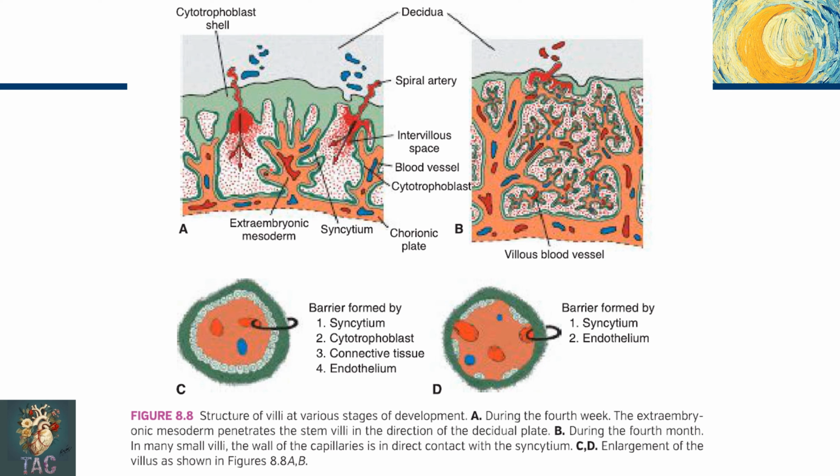So initially a barrier is present between the maternal circulation and the fetal circulation, and this barrier is formed by four layers from outer to inner side. The first layer is the syncytium or the syncytiotrophoblast, then the cytotrophoblast, then the connective tissue, and then the endothelium of the fetal blood vessel.